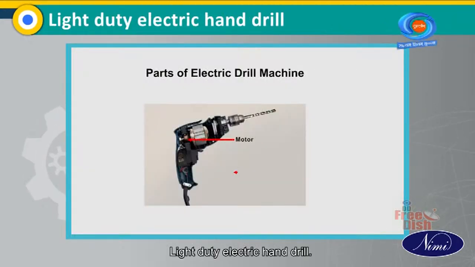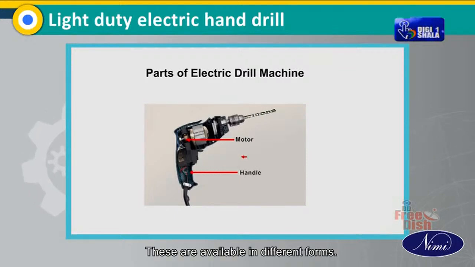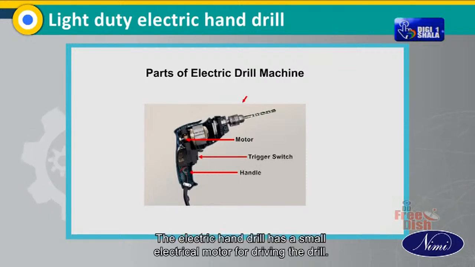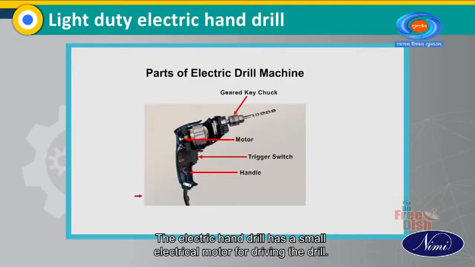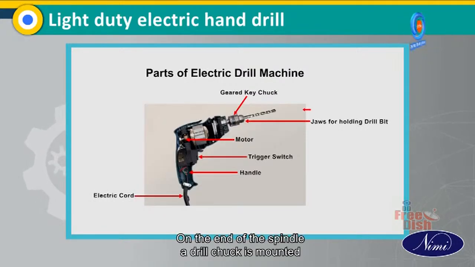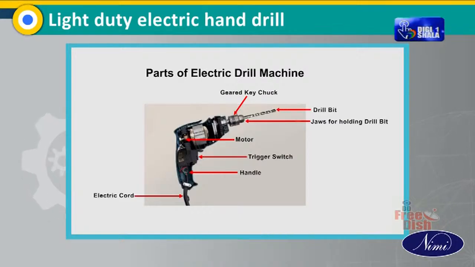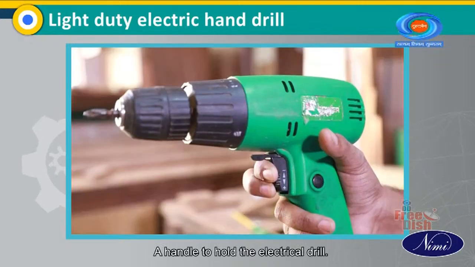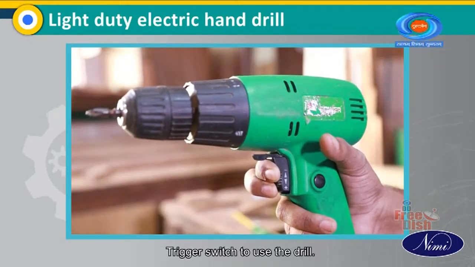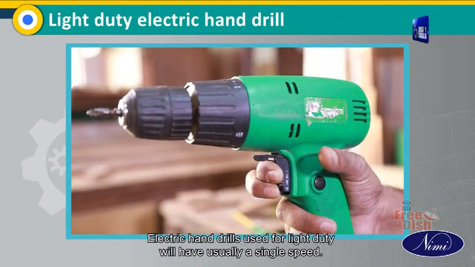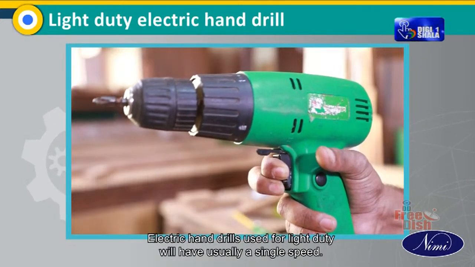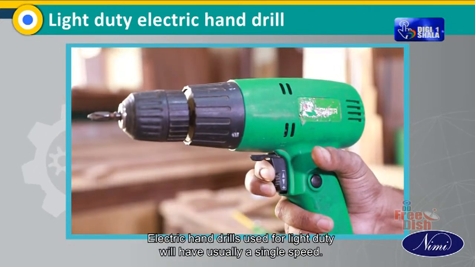Light-duty electric hand drill. These are available in different forms. The electric hand drill has a small electrical motor for driving the drill. On the end of the spindle, a drill chuck is mounted, which will help us fit drill bits into the drill. A handle to hold the electrical drill. Trigger switch to use the drill. Electric hand drills used for light duty will usually have a single speed.